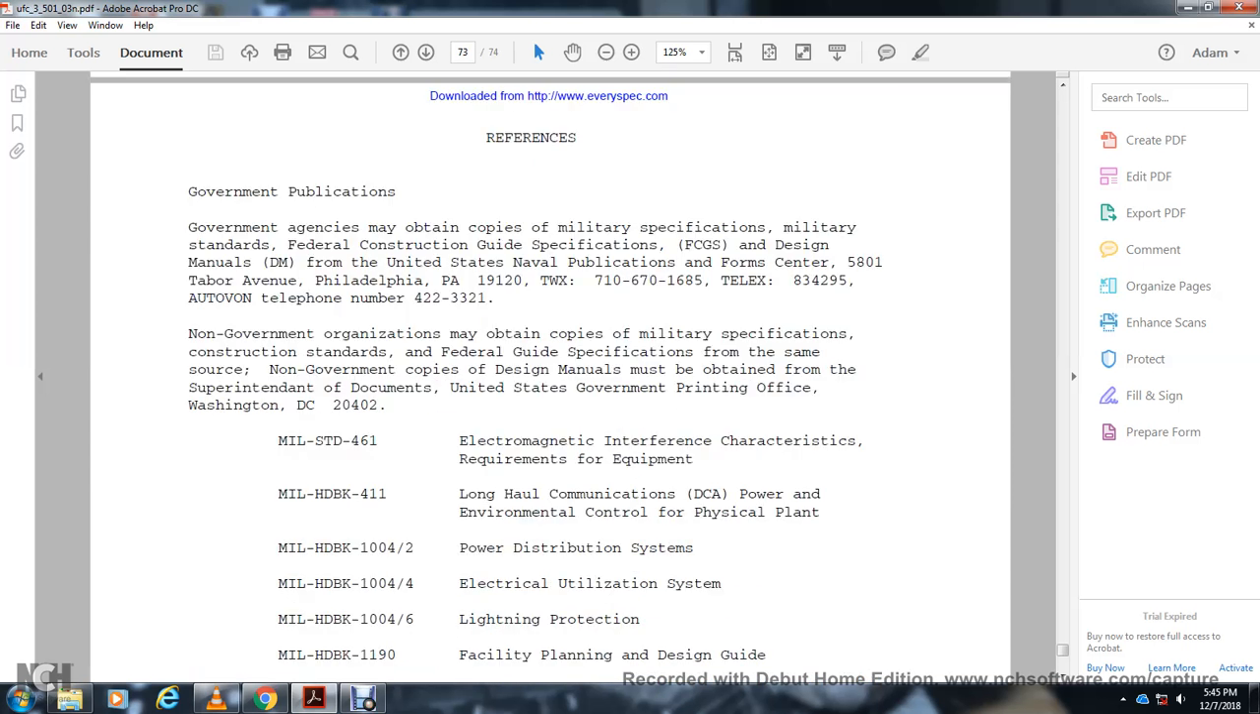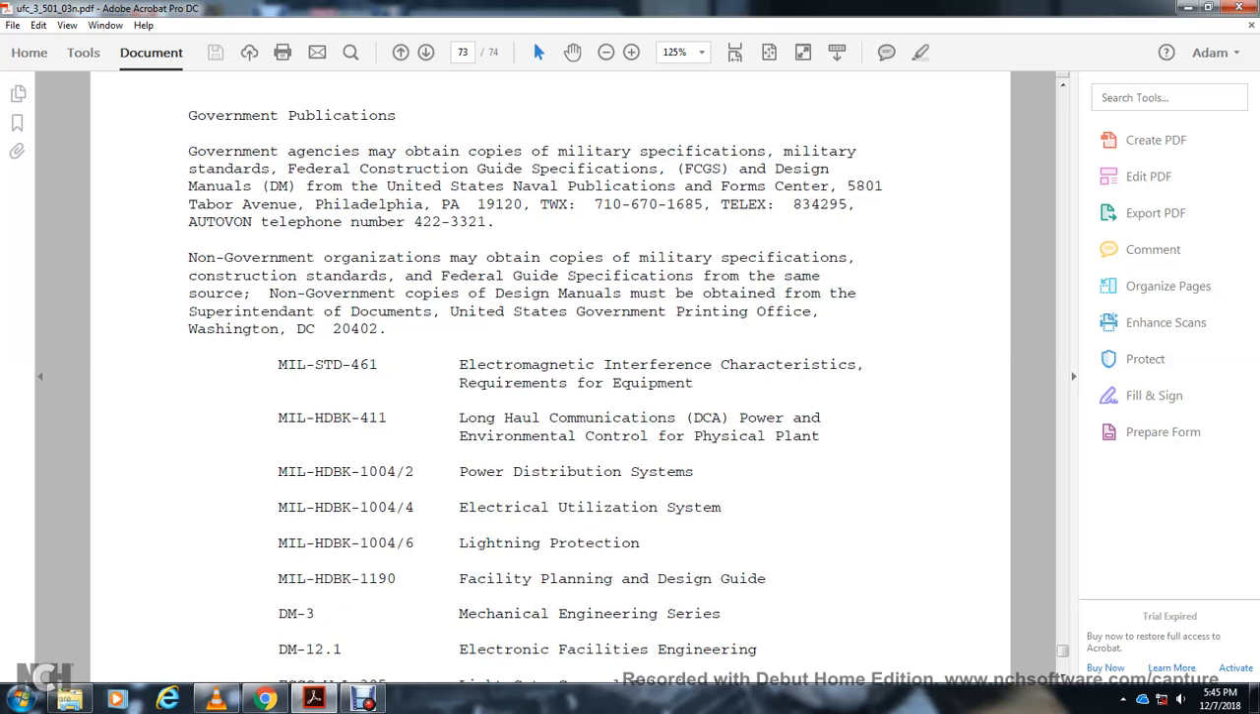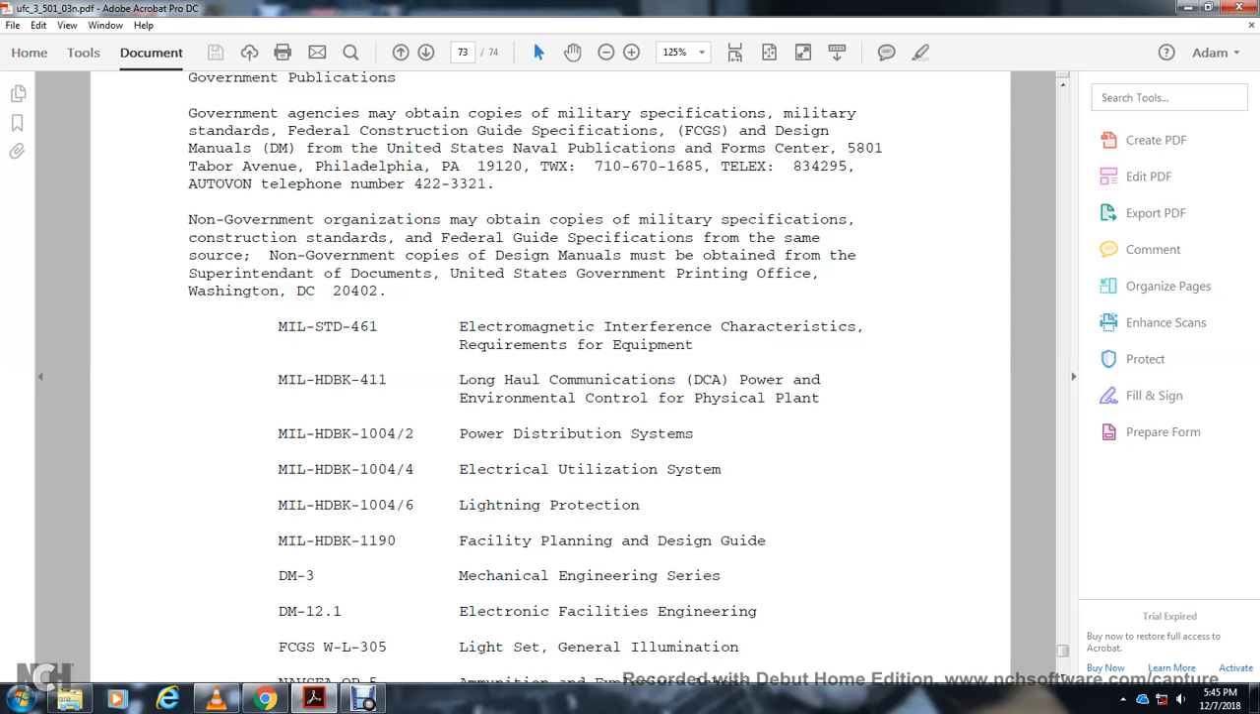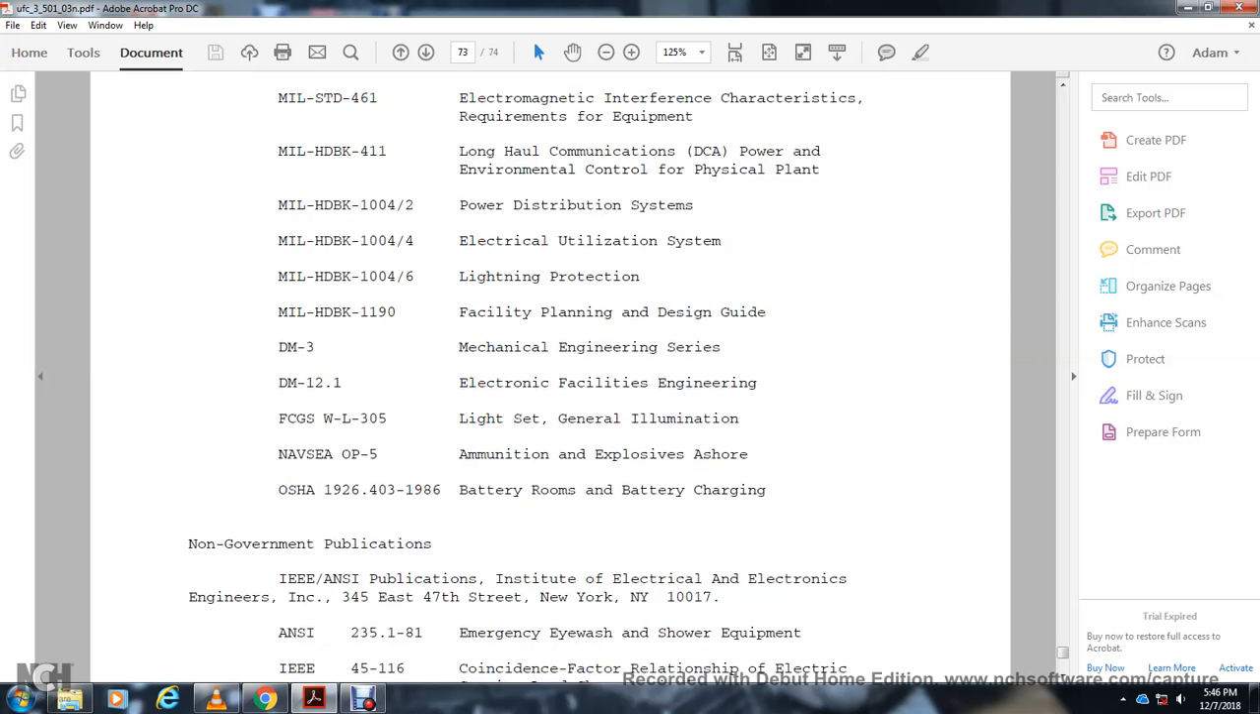We'll just skip that part and we'll go to Military Handbook Standard 461, electromagnetic interference characteristic requirements for the equipment. Military Handbook 411, long haul communication power, DCA power, environmental control, physical plant. Military Handbook 1004-2, power distribution system. 1004-4, electrical utilization system. 1004-6, lightning protection. 1190, Facility Planning and Design Guidelines. DM3, Mechanical Engineering Services. Series DM12-1, Electronic Facilities Engineering. FCGS WL305, Light Set General Illumination. ABC OP5, Ammunition Explosive Ashore. 926, 403, 1986, Battery Rooms and Battery Charging.